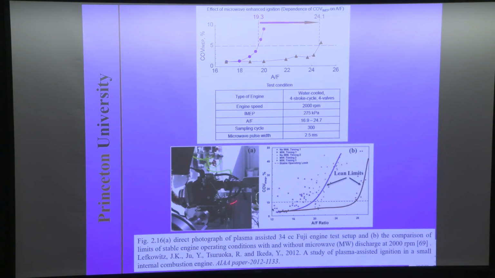So again, for this kind of small four-stroke engine, you can see the air-fuel ratio is near stoichiometric, and the original engine only operates at near stoichiometric conditions. But with microwave enhancement, they can extend it by probably about 30%, and make the small engine operate at fuel-lean conditions. So this is again to see that when ignition becomes a problem, plasma has a great opportunity to help.